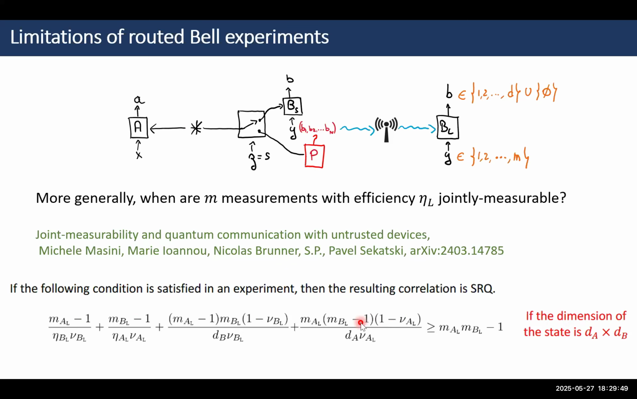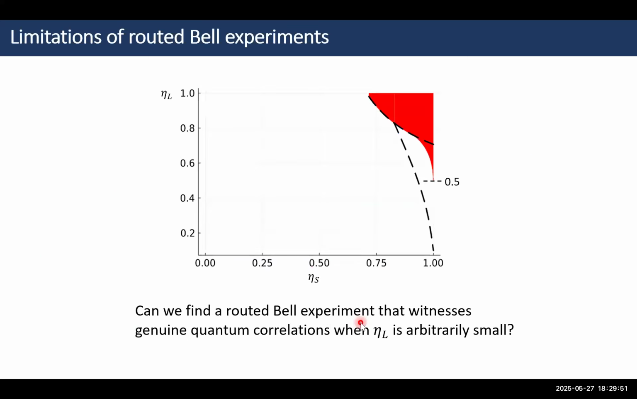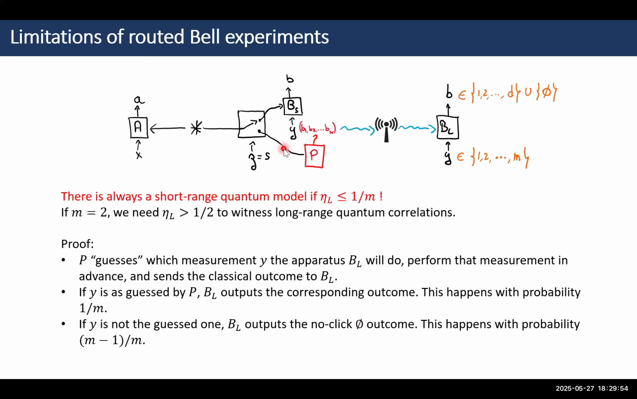But the message basically is that if you want to go to large distance and tolerate low detection efficiency, you need to consider experiments with more measurement settings here. Okay, so if we do that, can we then reach that bound? Is it actually possible?